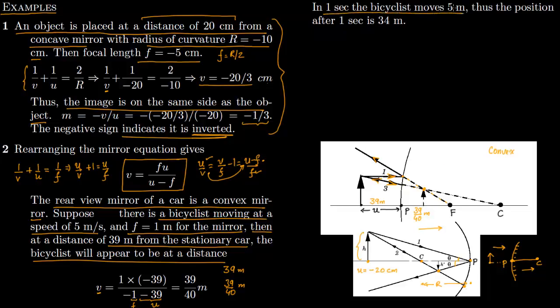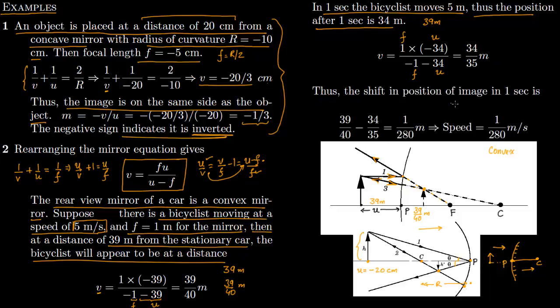So in 1 second, the bicyclist will move 5 meters, because the speed of the bicyclist is 5 meters per second. Thus the position after 1 second is 34 meters. Initially he was 39 meters behind you, he travels for 1 second by 5 meters, so 39 minus 5 gives you 34. Now again you plug this in the formula. f is 1, this is u, which is minus 34. You get 34 by 35 meters.